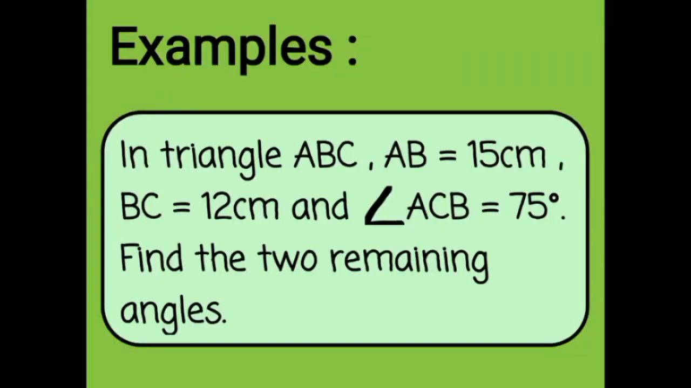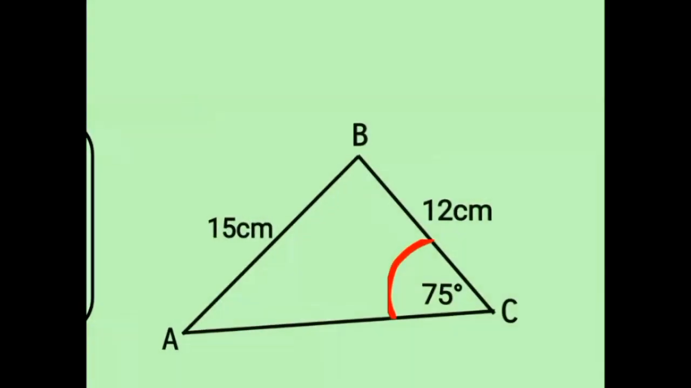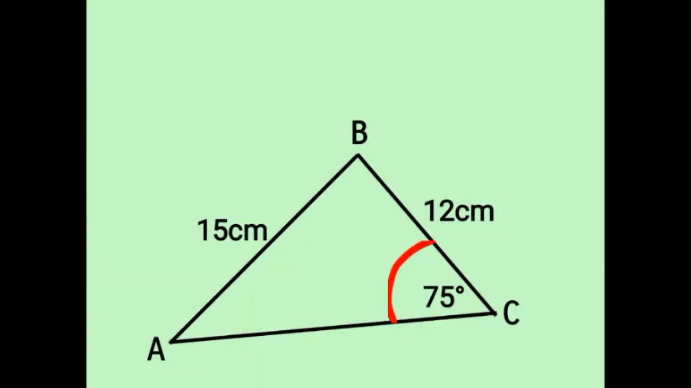Let's take a look at another example. In triangle ABC, AB equals 15 centimeters, BC equals 12 centimeters, and the angle ACB is 75 degrees. Find the two remaining angles. So first, let's draw a diagram and add all the data. Here, we know the lengths of the two sides AB and BC and the size of the angle opposite the side AB as 75 degrees. So first, let's find the angle A.